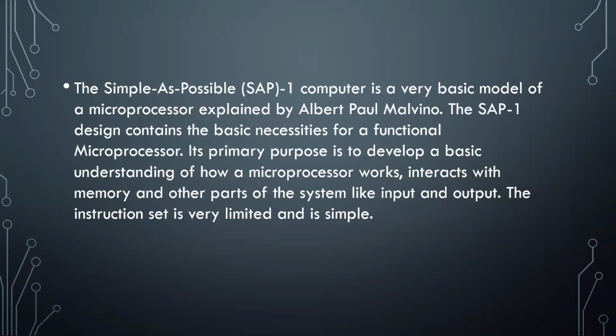First, the simple as possible or SAP 1 computer is a very basic model of a microprocessor explained by Albert Paul Malvino. The SAP 1 design contains the basic necessities for a functional microprocessor. Its primary purpose is to develop a basic understanding of how a microprocessor works, interacts with memory and other parts of the system like input and output. The instruction set is very limited and simple.